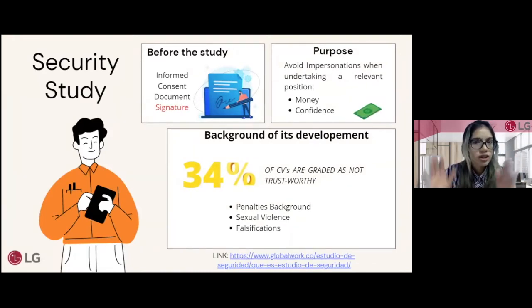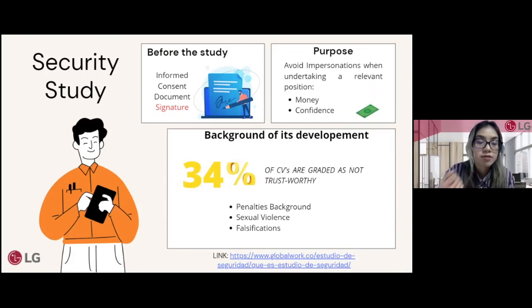Then we have the security study, okay, which is just to make sure, because you already have three strong certificates from the Attorney General, the National Police Office, and the Comptroller. Now you have to develop a security study to assure the person's background, since sometimes there are illegal procedures in terms of falsifications. Its purpose is to avoid impersonations when undertaking a relevant position in our company, if they're going to be involved with money or confidence, right?